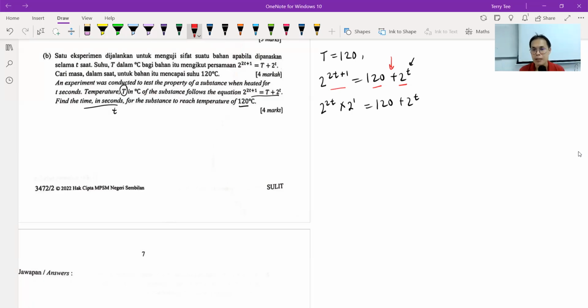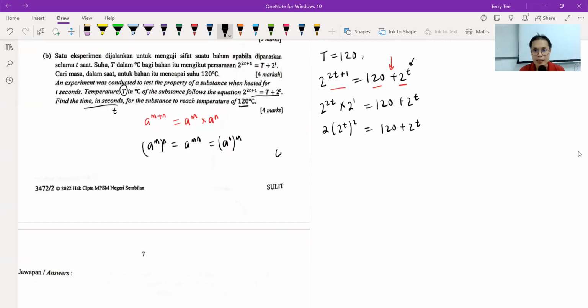2 power 2t plus 1, change to 2 power 2t times 2 power 1. Now I hope you all know this: a power m plus n, when you break it up, is a power m times a power n. Break this up first. And then you notice the 2 I can put in front. The t and 2, I can switch their position. Like a power m power n, we know this is a power mn, or we can put n inside, m outside. This is 120 plus 2 power t.